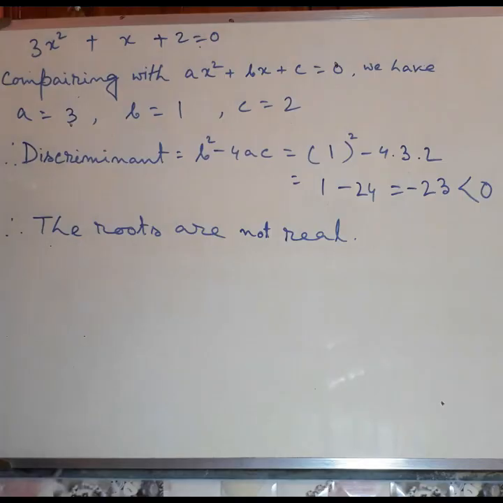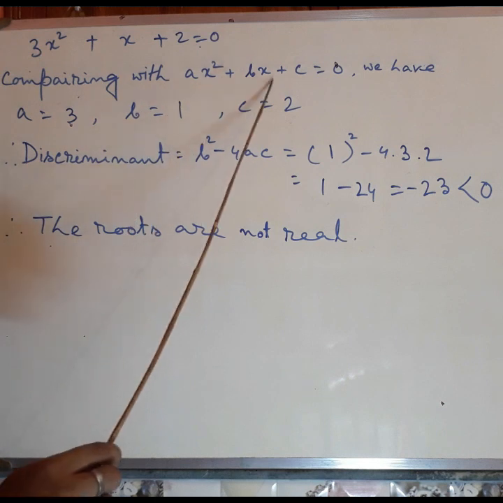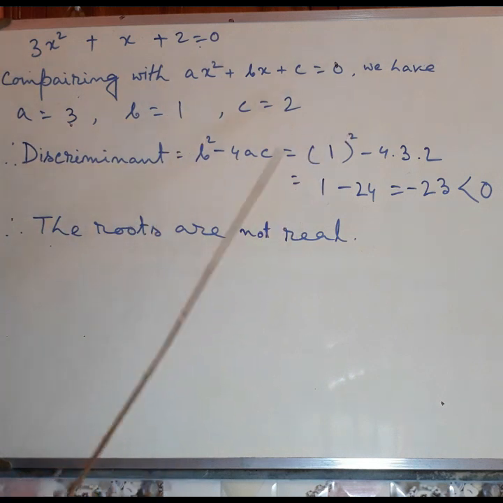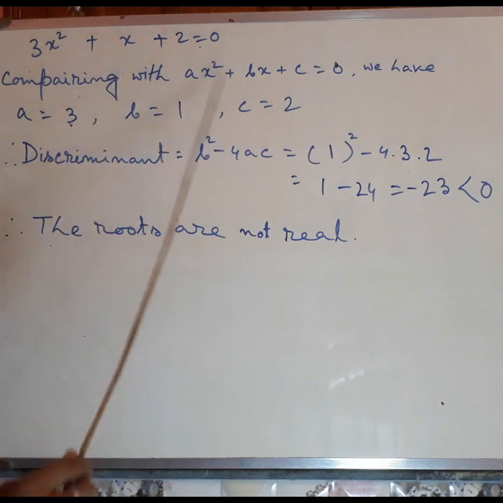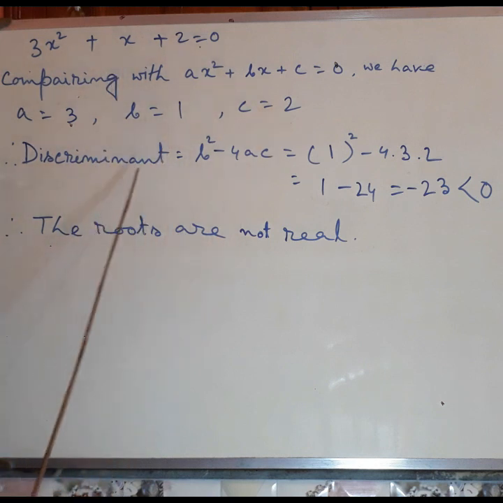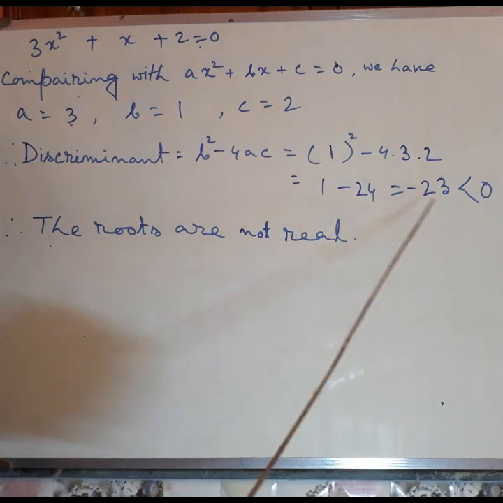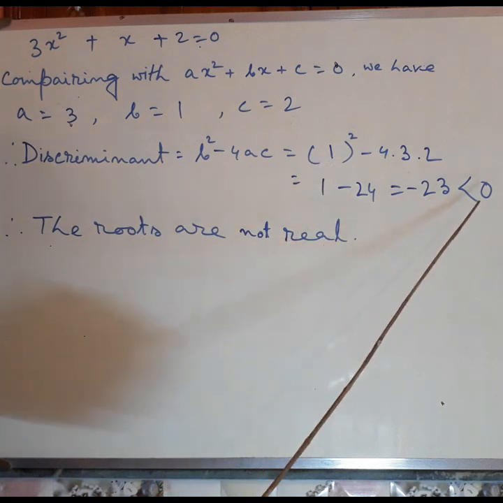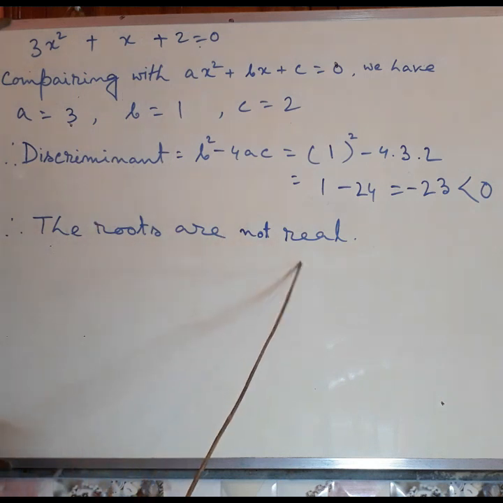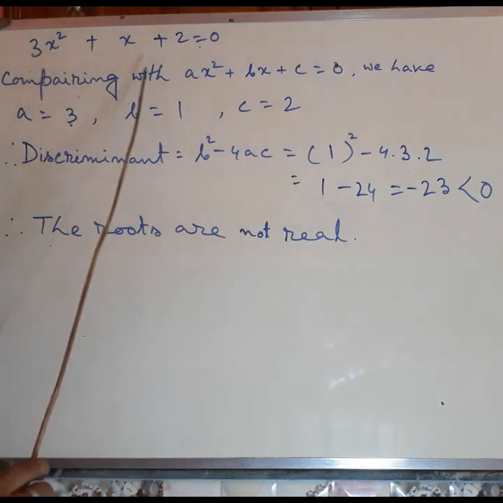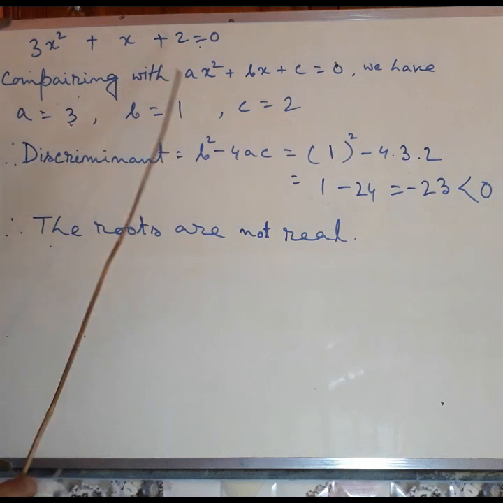Another example we took, that is 3x square plus x plus 2 equal to 0. Comparing this equation with ax square plus bx plus c equal to 0, we have a is equal to 3, b is equal to 1 and c is equal to 2. So the discriminant b square minus 4ac is equal to minus 23, that is negative, less than 0. So the roots are not real. You see, this equation is not factorizable.